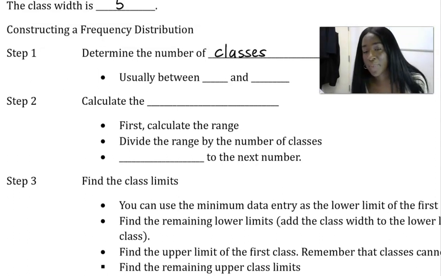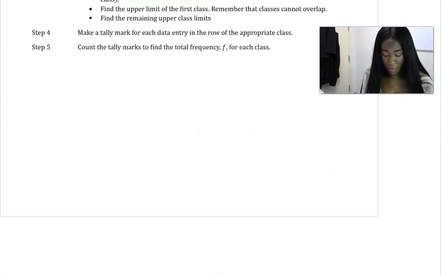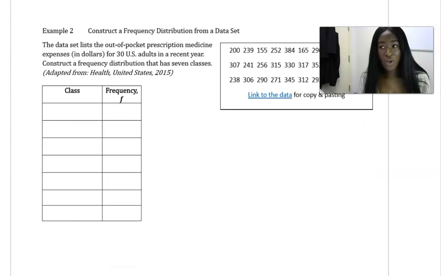Determine how many groups you want to break the data up in. And sometimes that might be given to you if you already have a table that you need to be filling out, like what we have in example 2. On some of the lab assignments, I will tell you how many classes to use, and then on some of the other lab assignments, you'll have data and you get to pick how many classes you want to use.